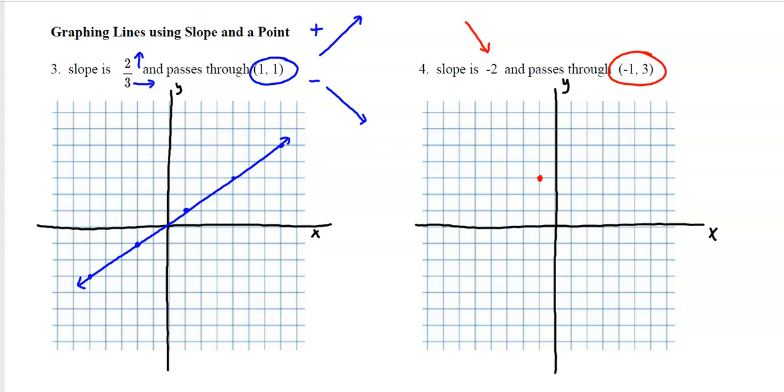Well, I know I'm going to be coming down and to the right. When it's not a fraction, what you want to do is put a 1 under it. So that means we're going to go down 2, 1 to the right. Down 2, 1 to the right, 1 to the right, 1 to the right. And you can back it up and go the other way. There we go. There's our equation. There's our line, I guess I should say.